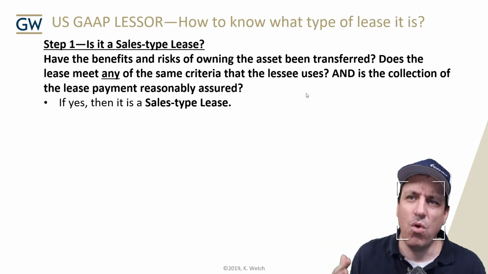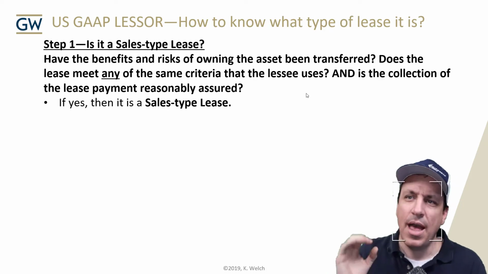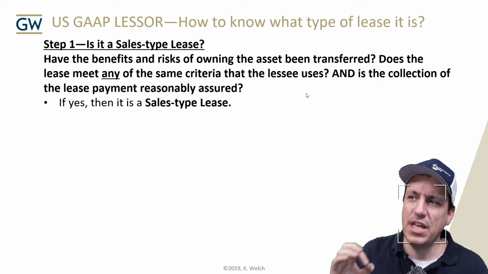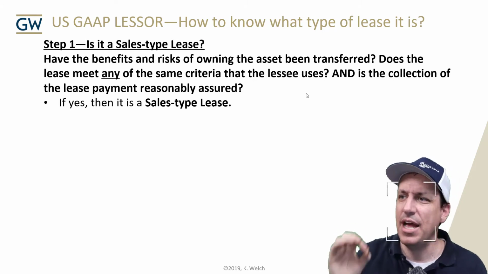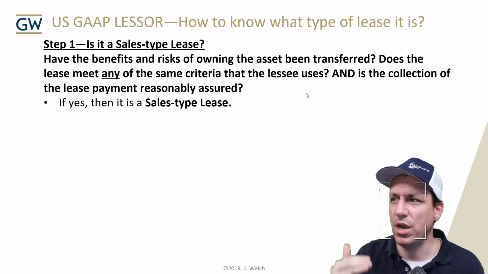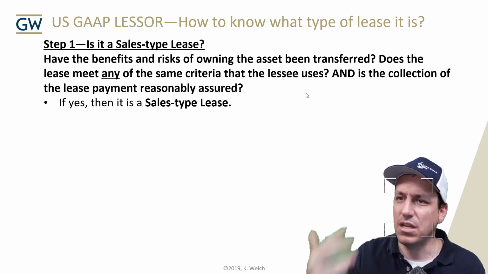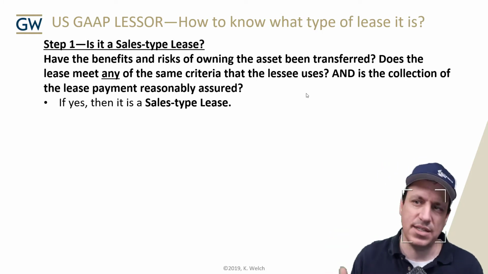All right. Step one, is it a sales type lease? Go through this step process. Have the benefits and risks of owning the asset been transferred, and does the lease meet any of the same criteria that the lessee uses? So the lessee uses a certain step criteria that we'll go through. And is the collection of the lease payments reasonably assured? If yes, then it's a sales type lease.